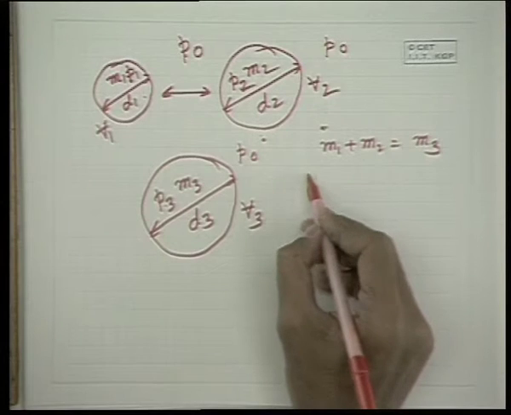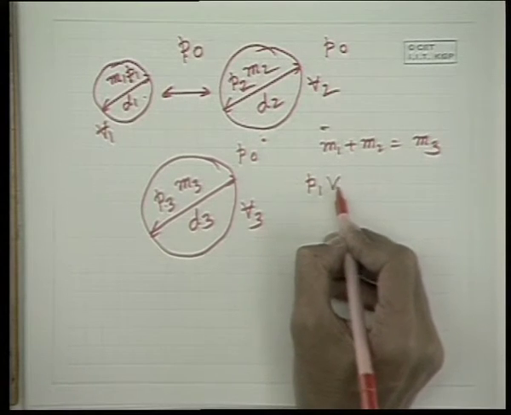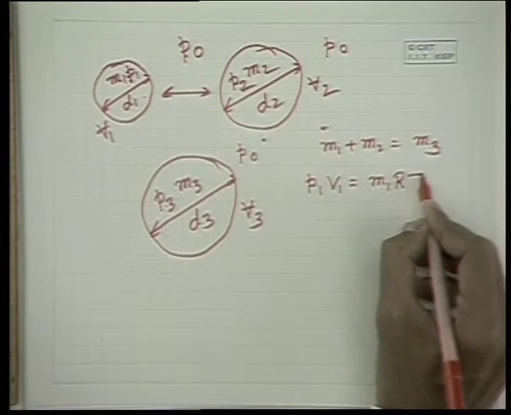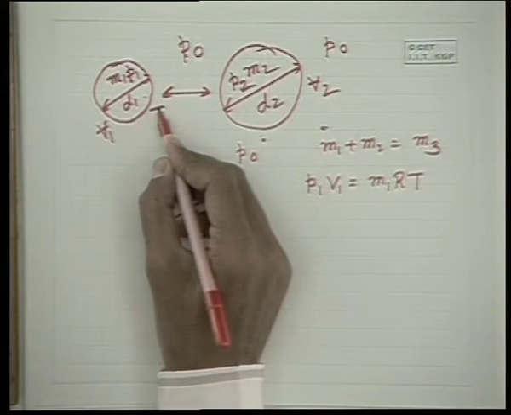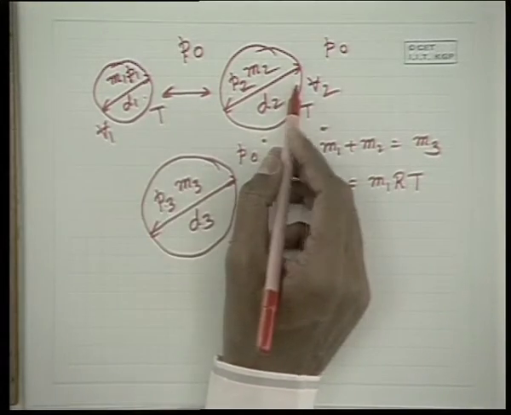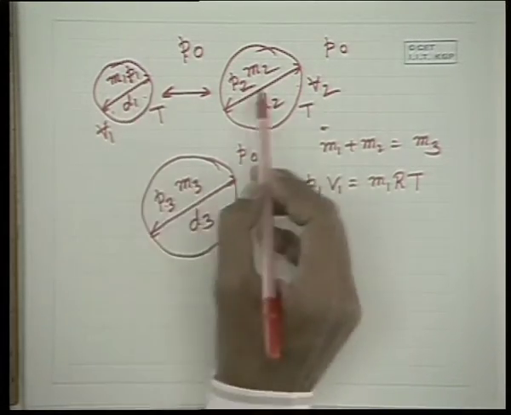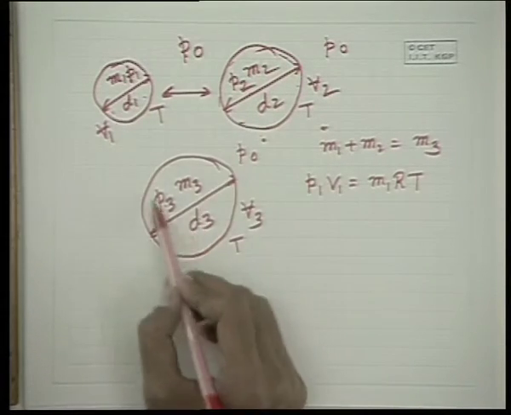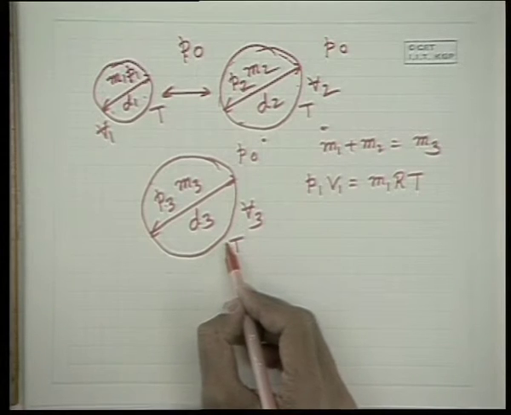So if we write this for the first bubble, P1 V1 is equal to M1 R T, where R is the characteristic gas constant and T is the temperature. Another condition given is that the temperatures are the same. That means the process is isothermal. The temperature of the air in this bubble, in this bubble, and after the coalescence in the single bubble remains the same, T.